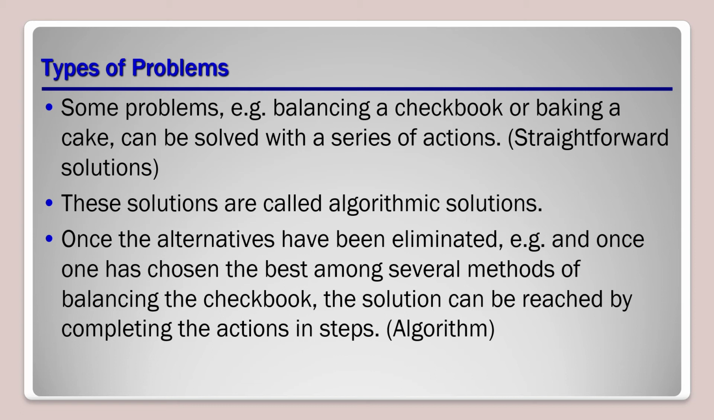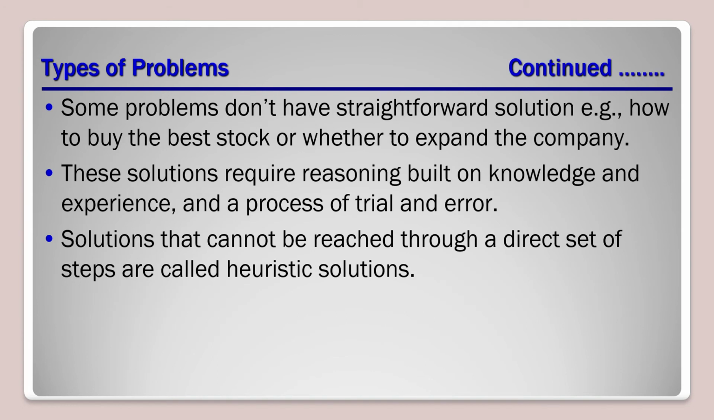Now, some problems don't have a straightforward solution, for example how to buy the best stock or whether to expand the company. For example, you need to buy a smartphone. This is not straightforward, because there are a lot of parameters you need to consider: what type of brand, how much memory there is, what type of camera you require, and so on. There are a lot of things you need to consider while choosing a smartphone.